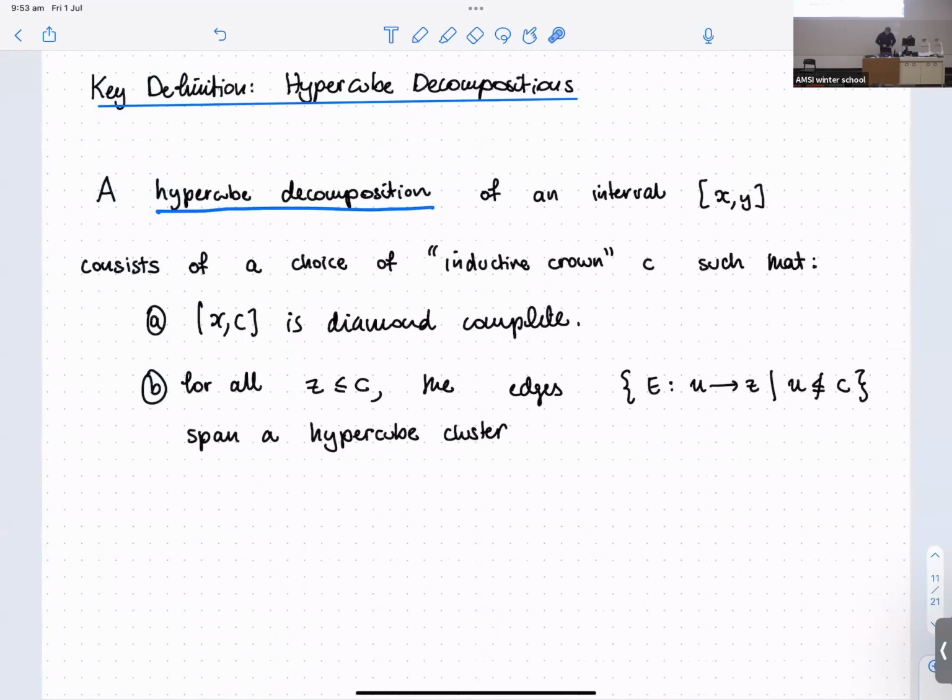Okay, so now we come to the key definition. That puts the two things together. So we have our big Bruhat interval, X and Y. A hypercube decomposition consists of the choice of an inductive crown, C, somewhere here. Then we look at all the elements less than C, such that this piece here is diamond complete. So that's that condition here.